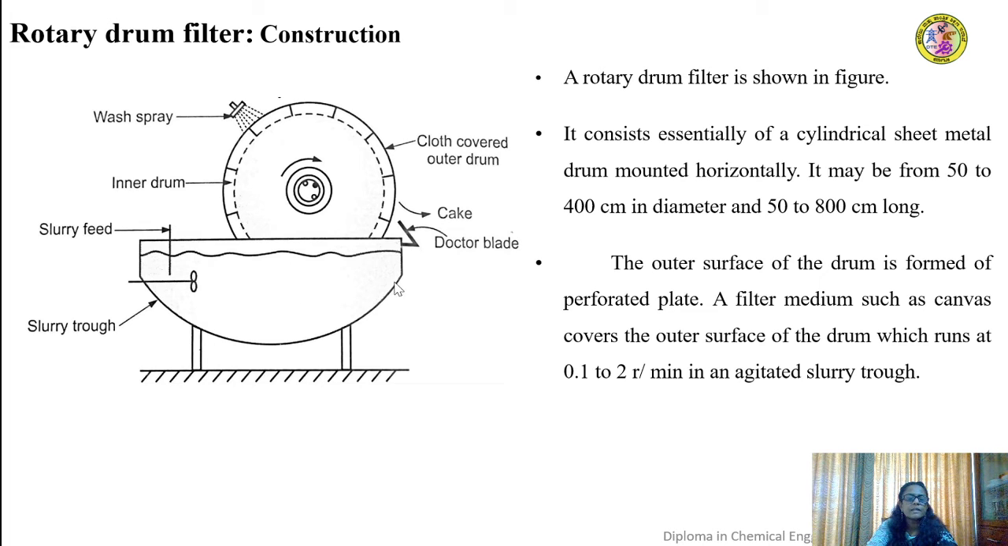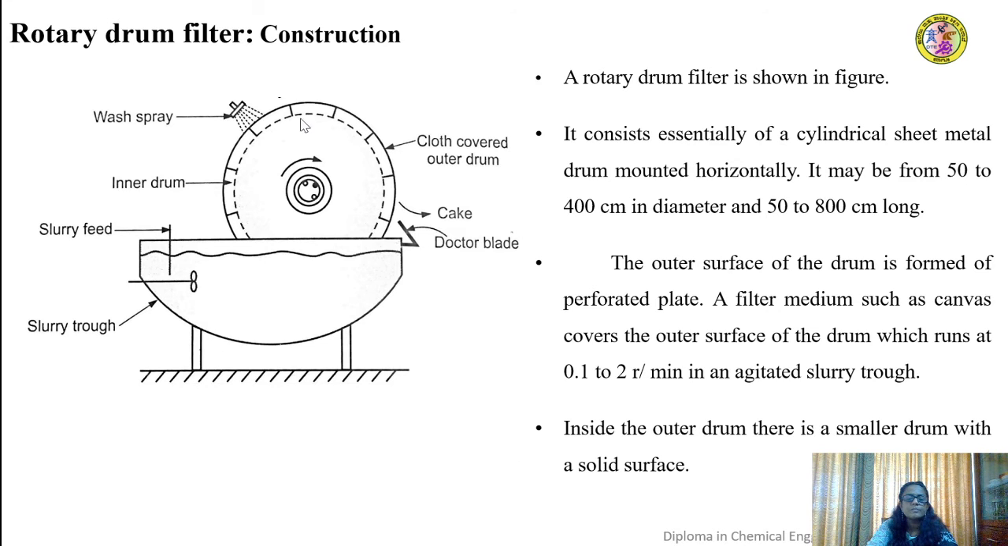This slurry tank, on one side, is fitted with a blade called a doctor's blade. This is meant for removing the cake once after every revolution of the drum. The slurry trough is also incorporated with a slow speed agitator in order to see that the solids do not settle out, and also to maintain a uniform concentration of the solids in the slurry.